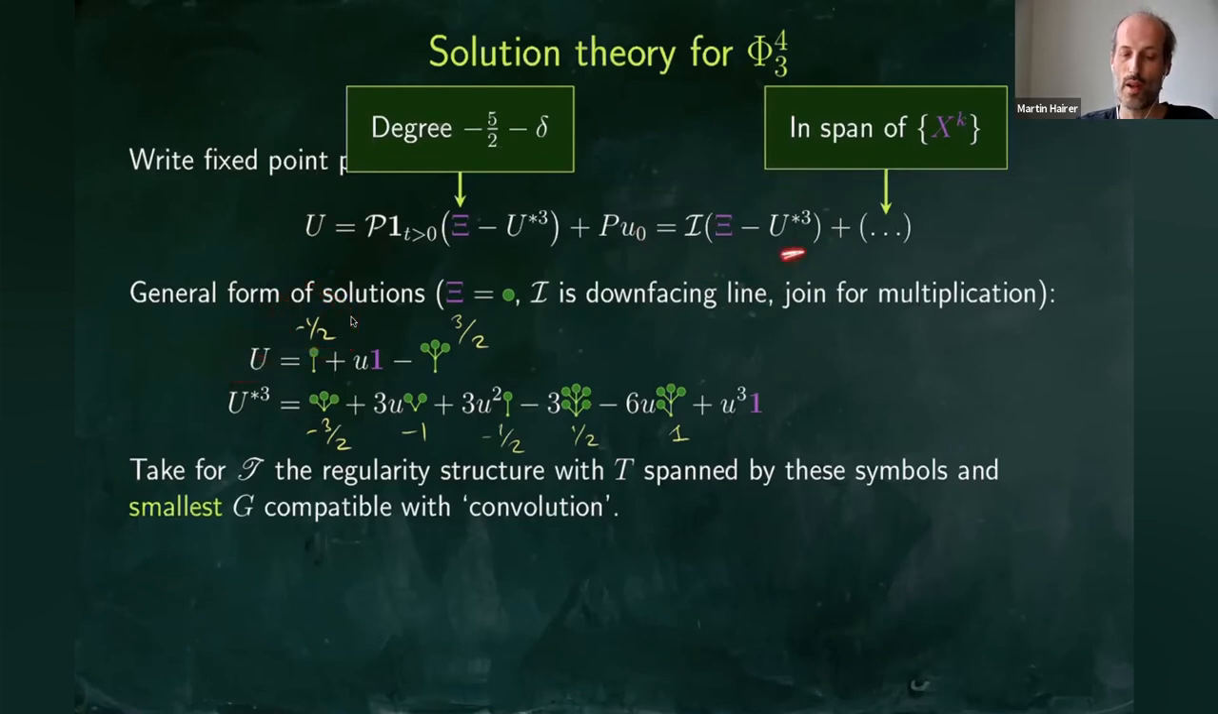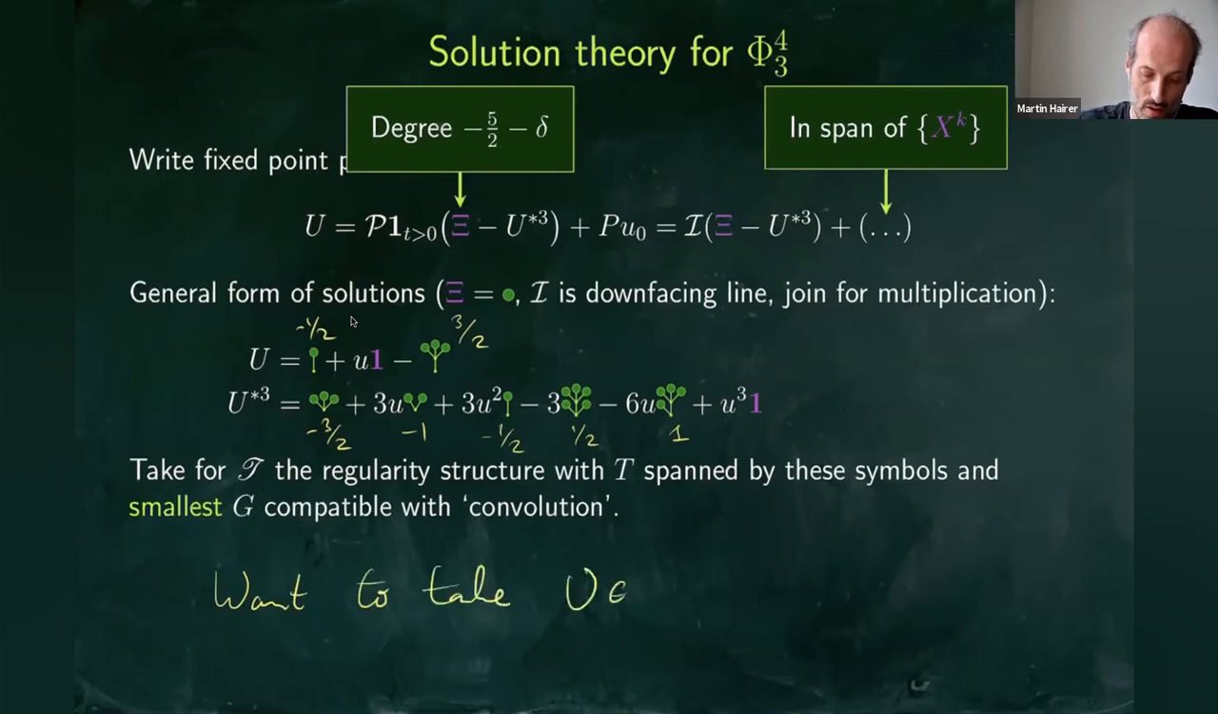So it means every time I multiply by U, I lose a half worth of regularity. And so in order for this U cube to be in a D gamma space with positive gamma, I need the U itself to be in D gamma for gamma bigger than one, right? Because then I'm going to lose a half whenever I multiply with U, and I multiply twice with U when I take the cube. Right, so here I want to take U in D gamma for some gamma bigger than one.